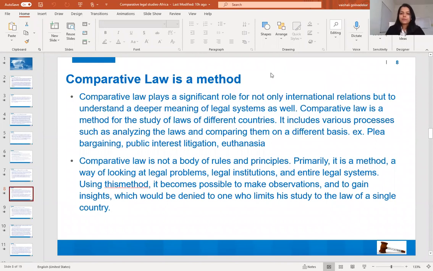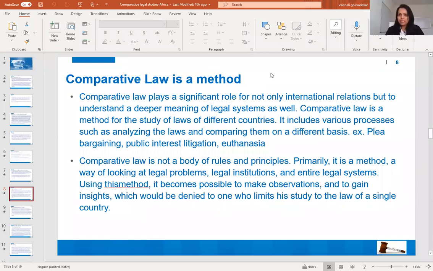It's good now. Okay, so example, plea bargaining. What is the idea of plea bargaining in the US and what is the idea of plea bargaining in Africa, in Nigeria, in Ghana? So that is comparative law. Example, public interest litigation. How public interest litigation is allowed in the US and how it is allowed in Nigeria or Ghana or Zimbabwe. So that is the comparative method.